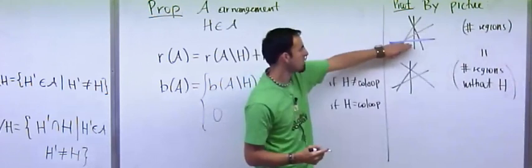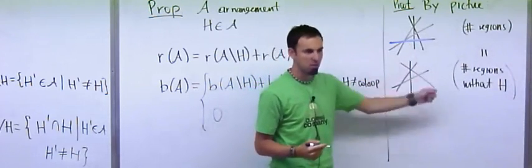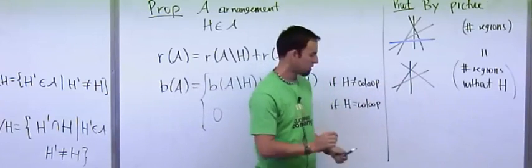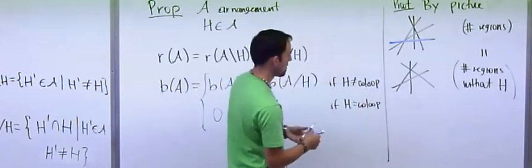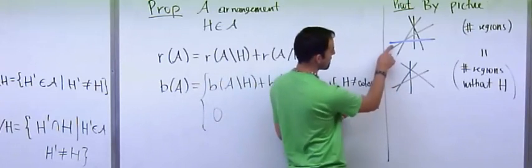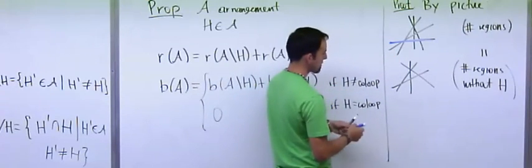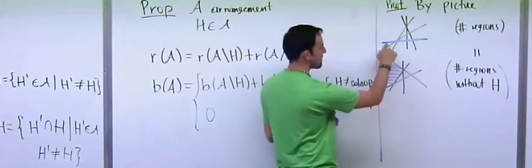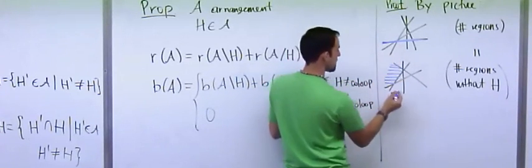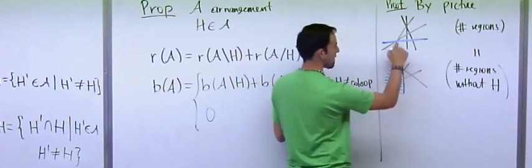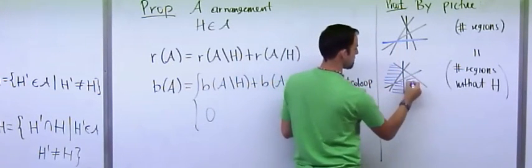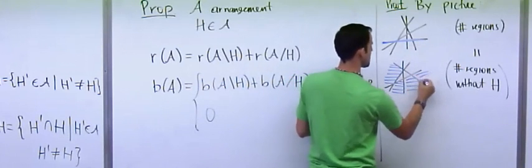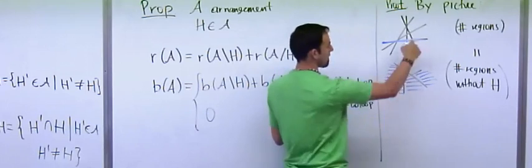So if you forget about the blue hyperplane, you had a certain number of regions. And now the question is, what happens when you add the blue hyperplane? Well, what happens when you add the blue hyperplane is that it's going to take this region and cut it in half. It's going to take this region and cut it in half. It's going to take this region and cut it in half. And it's going to take this region and cut it in half.